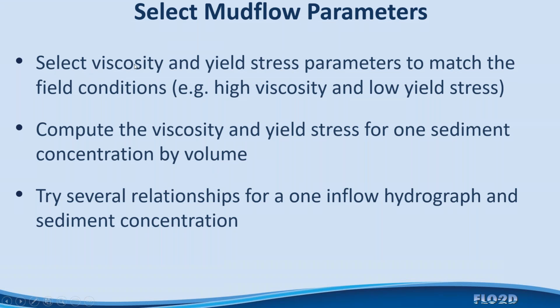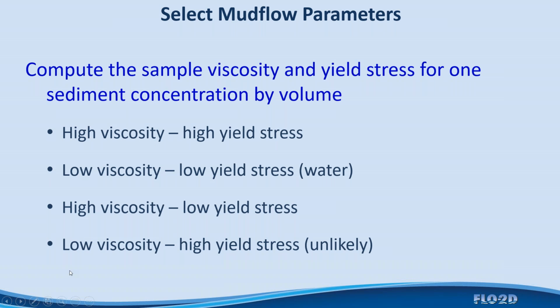So select the viscosity and yield stress parameters to match field conditions. Compute the viscosity and yield stress for one concentration by volume, and then see how this looks with the plots that I had of this, whether it falls inside the range or the envelope of values that I had. Try several relationships for one inflow hydrograph and sediment concentration. So, you could try several of these and see how it affects your flood hazard delineation.